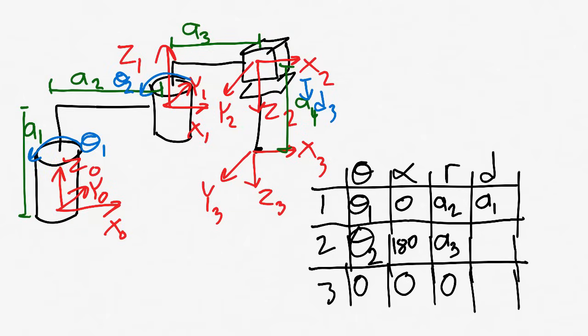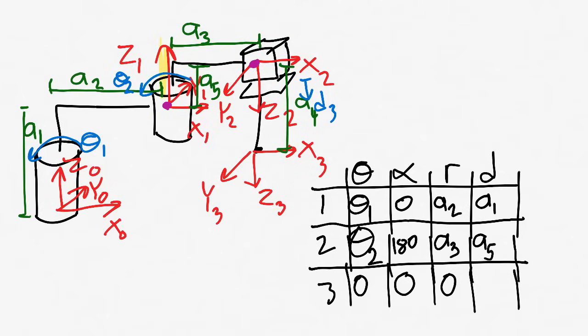Now, let's look at the second row. Here, we're looking at the distance between the center of frame 1 and the center of frame 2 in the Z1 direction. When I try to write this amount into my table, I notice that I forgot to label one of the link lengths. I have a link length here that I didn't label. I'm going to fill it in now and call it A5. So D for row 2 is A5.